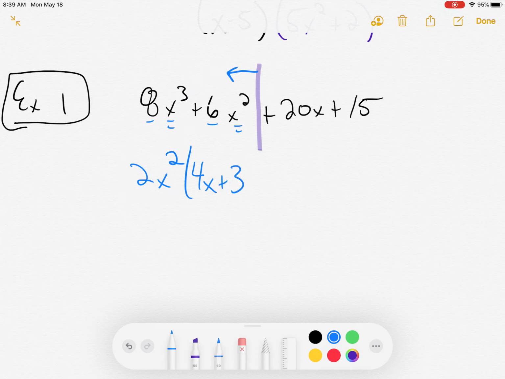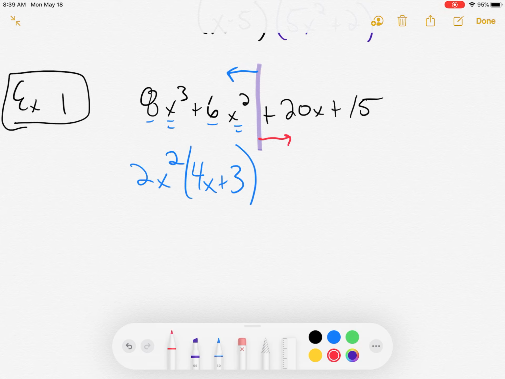Okay, next up, we're going to do this term divided by this. 6 divided by 2 is plus 3. Now, this was an x squared, this was an x squared, they cancel each other out. I'm factoring it out, I'm dividing, so they cancel each other out. So I get 2x times 4x plus 3.